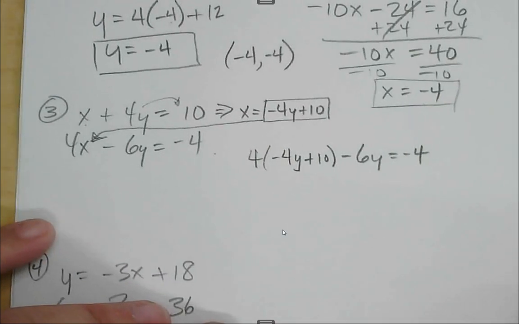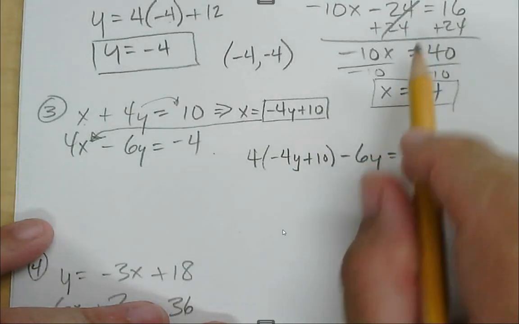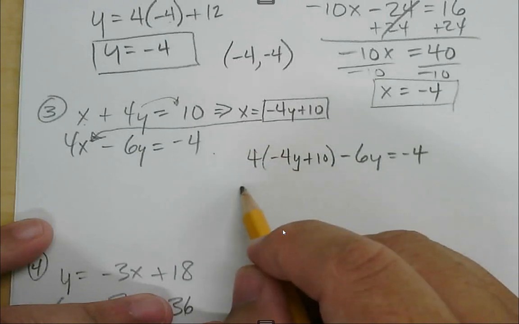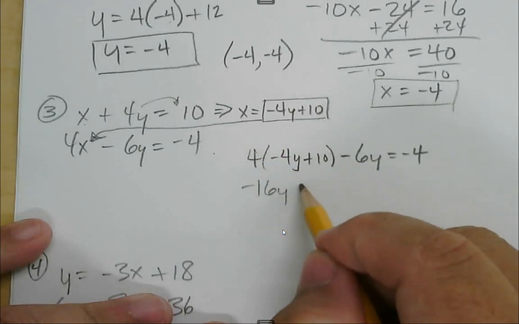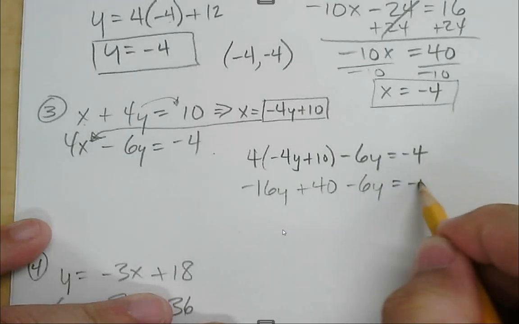And you can see already that I have nothing but y's in this equation now. Up here I have nothing but x's. Here I've got nothing but y's. So I'm going to distribute this through. Negative 16y plus 40 minus 6y equals negative 4.